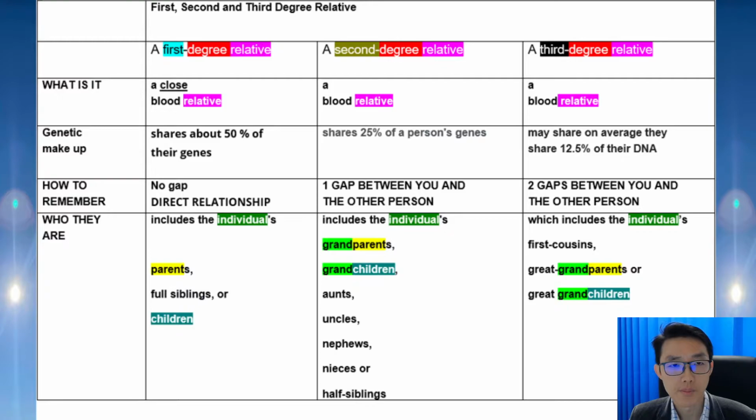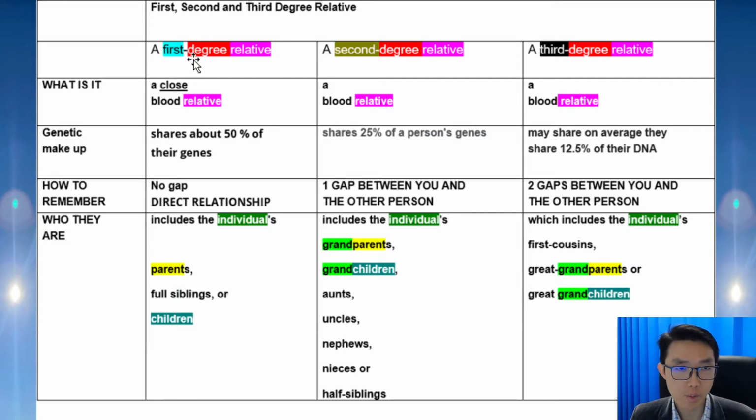Now let's begin. So there are three categories of relatives. They are first degree, second degree, and third degree relative. In cancer screening, a person's cancer risk is usually defined as average, moderate, or high, and is usually defined in relation to the number of relatives of that person that have contracted a certain cancer.